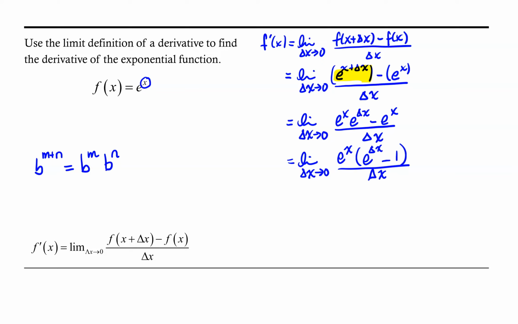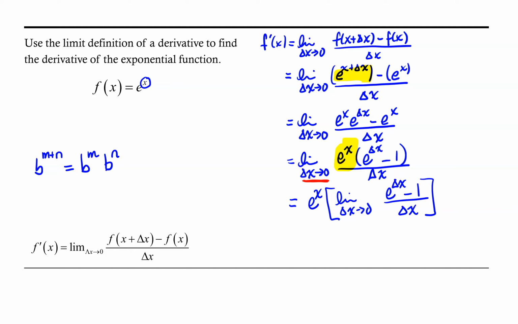Now we're going to leverage a property of limits. You'll notice that e to the x is not a function of delta x. So as delta x goes to 0, e to the x remains constant. So we're going to factor out the e to the x, as it is a constant with respect to the limit, leaving e to the x times the limit as delta x goes to 0 of e to the delta x minus 1 over delta x.